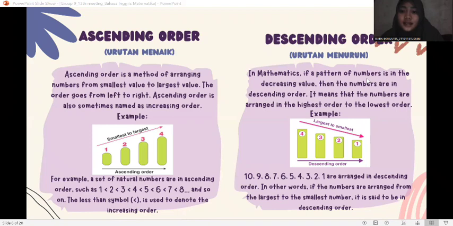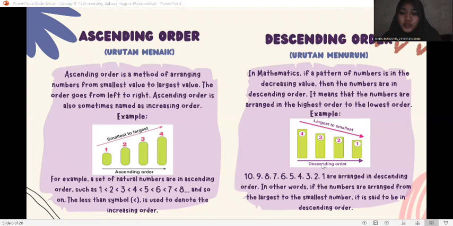Next is descending order or urutan menurun. In mathematics, if a pattern of numbers is in a decreasing flow, then the numbers are in descending order. It means that the numbers are arranged from the highest to the lowest.